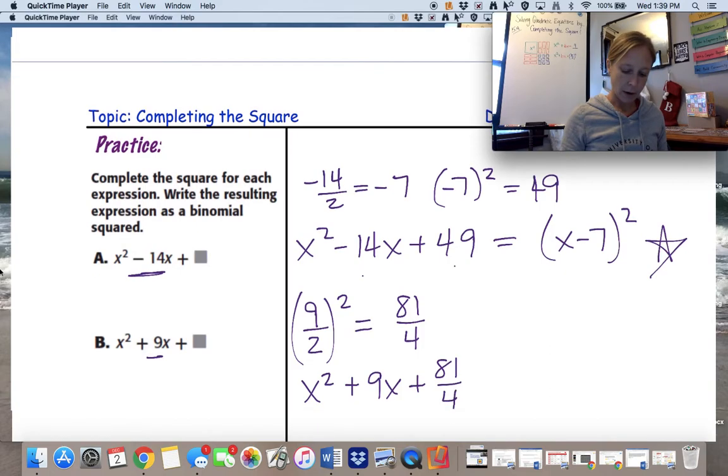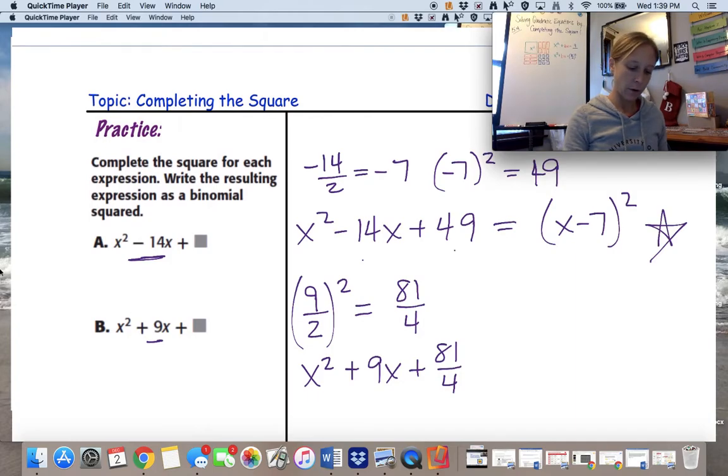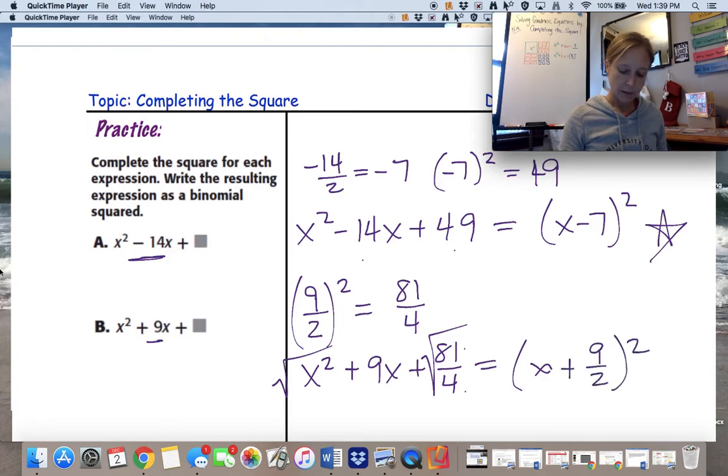Okay, now I'm supposed to write this in factored form. So good thing I know that this is a perfect square trinomial, and the shortcut to factoring this is I take the square root of the first term, which is x, and I take the square root of the c term. And because I left it as a fraction, it's real easy for me to know that the square root of 81 over 4 is just 9 over 2. And now I've got it in my factored form.